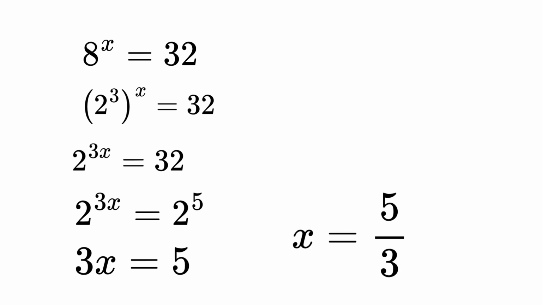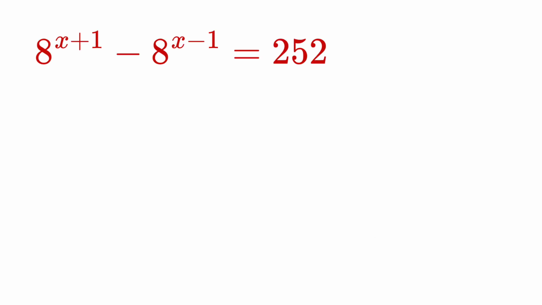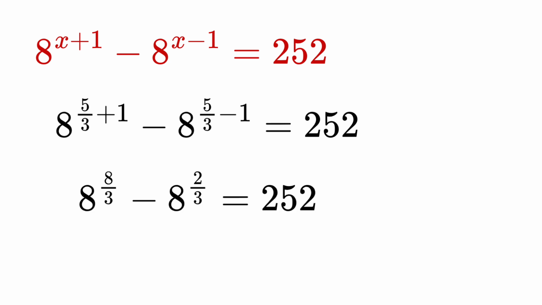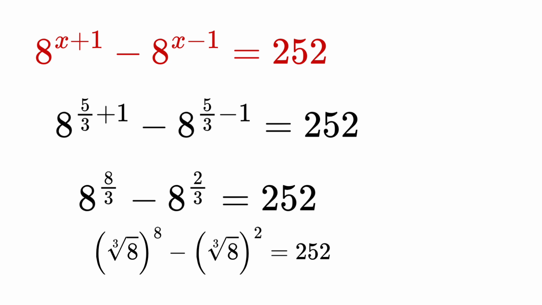So now we have got the x value. Let's verify the equation by putting the x value as 5/3. That is 8^(5/3+1) - 8^(5/3-1) equals 252. By taking LCM, we get 8^(8/3) - 8^(2/3) is equal to 252. We can write it as (8^(1/3))^8 minus (8^(1/3))^2.